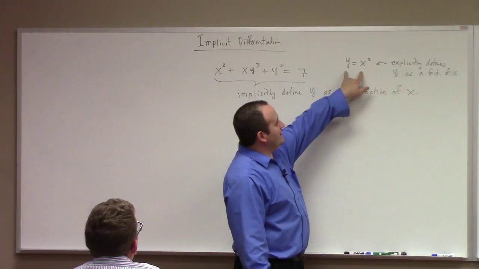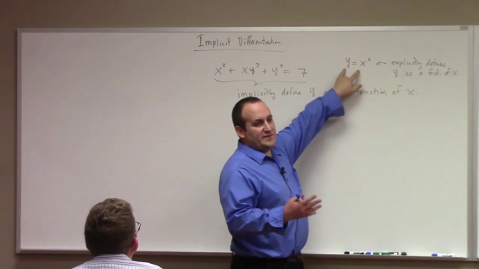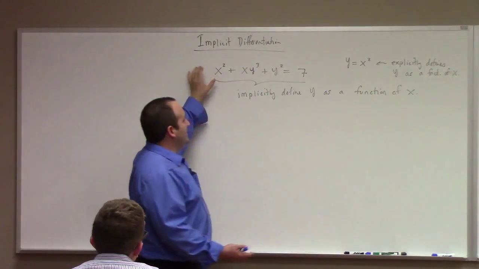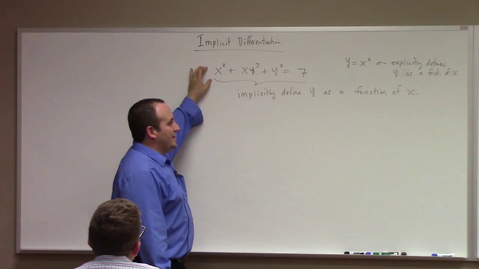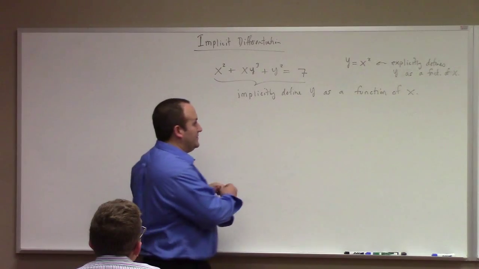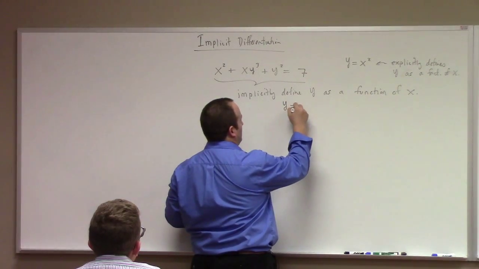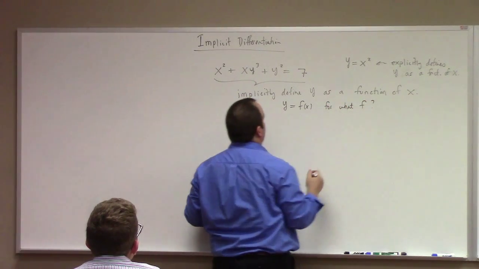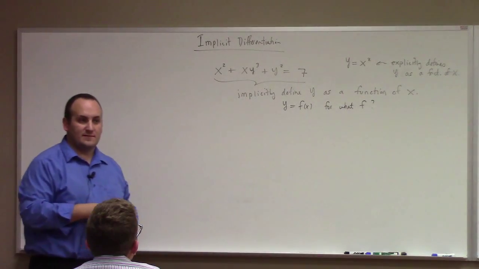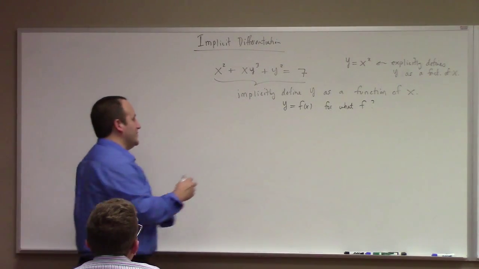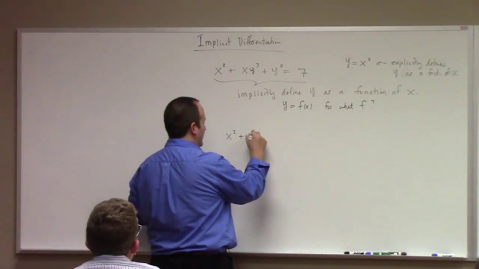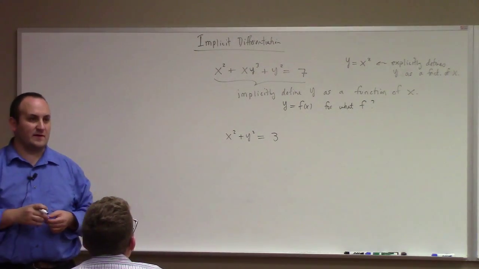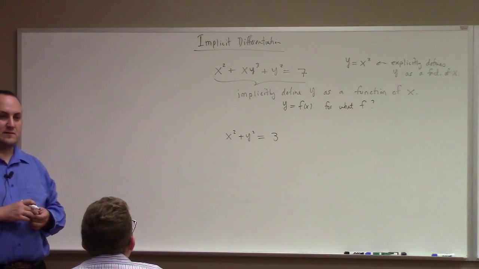So this is y explicitly as a function of x, right? In other words, the function is just sitting there. It's obvious. What if you were to say that this equation defines y as a function of x, like y equals f of x for what f? Can you tell me the function? Here, let me make it simpler. x squared plus y squared equals 3. Here's another example of y implicitly being defined as a function of x. Can you tell me what y is equal to?